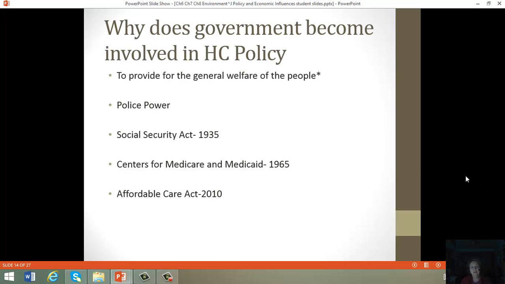Why does government become involved in healthcare policy? Well, that's a good question. It is to provide for, this is the main reason, it says it lots of times here in the book, the general welfare of the people. It began way back, when people first came to the United States, that they established methods of maintaining the welfare of the people. When they needed to set up ways to maintain their settlements in a sanitary way to dispose of waste and so forth.